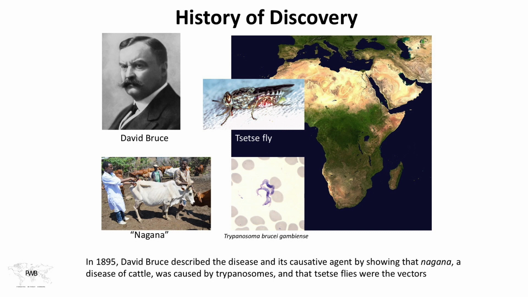So because of Bruce, we now know that African trypanosomiasis is a vector-borne disease caused by trypanosomes, which can infect animals. And shortly thereafter, other investigators throughout Africa discovered that it could also be transmitted to people and cause African sleeping sickness, which we will describe shortly.